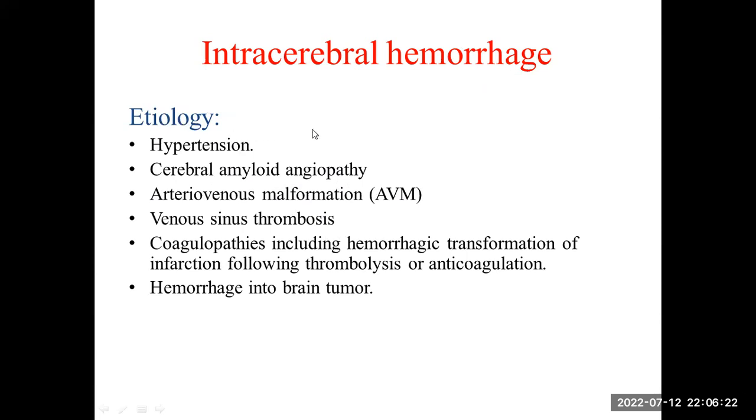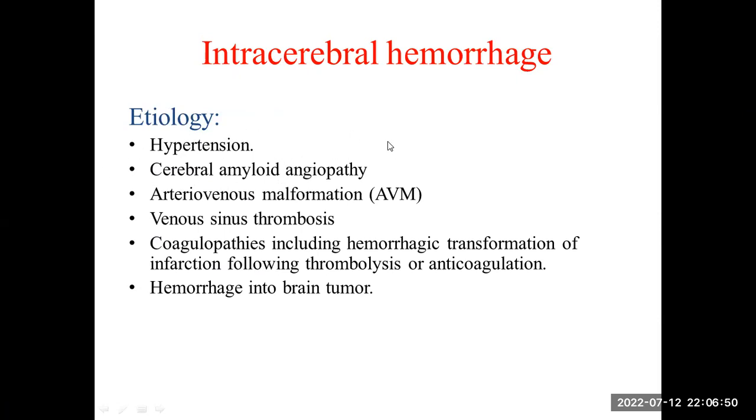So what are the possible causes of intracerebral hemorrhage? When you talk about intracerebral hemorrhage, always think about hypertension. It's always related to hypertension. This is the most common cause of intracerebral hemorrhage. That's why we call it hypertensive intracerebral hemorrhage. And if you have a patient who is not hypertensive presenting with intracerebral hemorrhage, in these situations you should think of something called cerebral amyloid angiopathy.